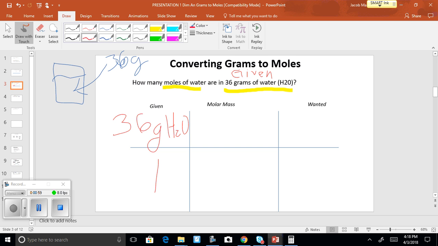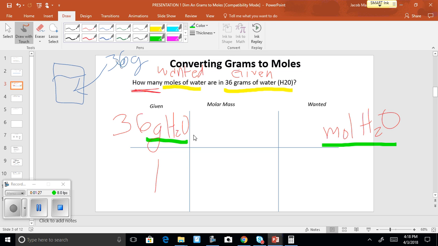And our wanted in this case is the moles of water. They want to know how many moles of water. So our wanted is moles of H2O. Alrighty. So now we can see once again that our given units are grams of water. Our wanted units are moles of water.